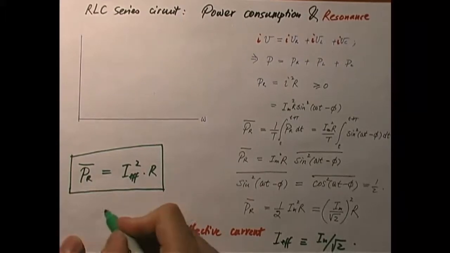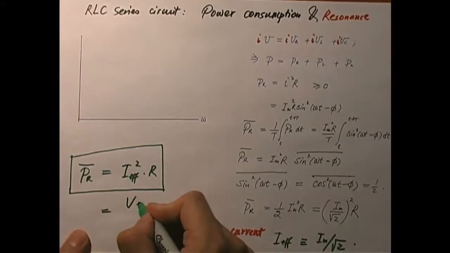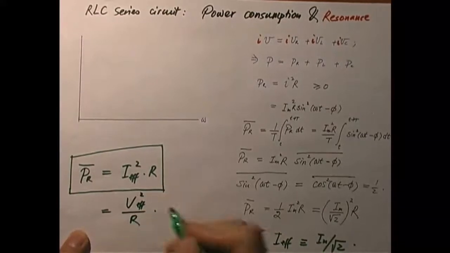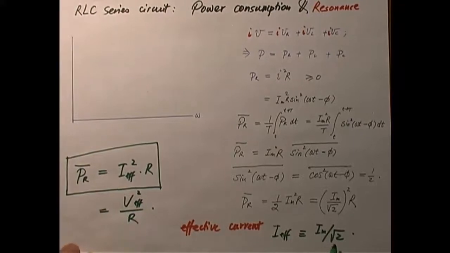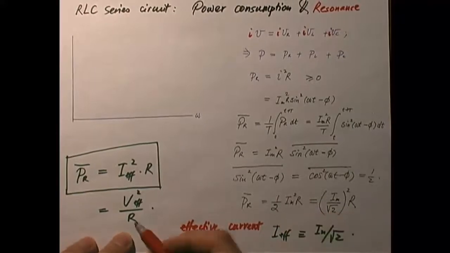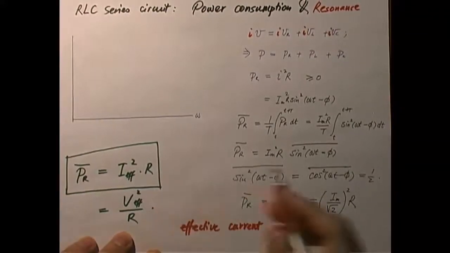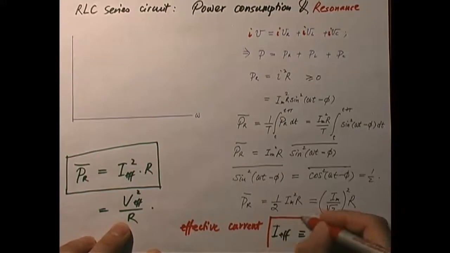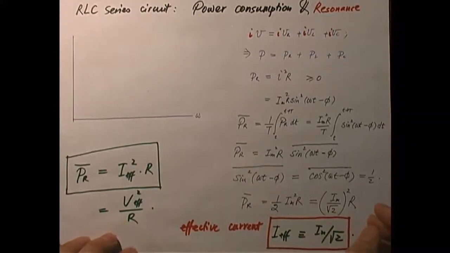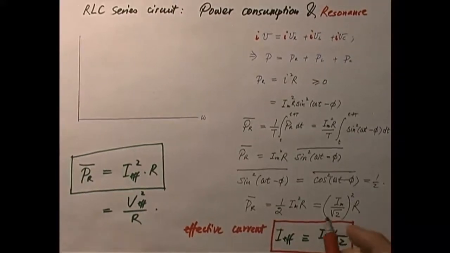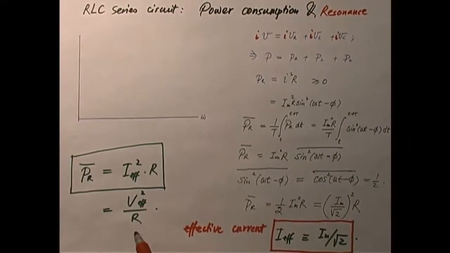As a matter of fact, you can also rewrite this as V effective squared over R. And this V effective, as you probably suspected, is just V maximum over the square root of 2, just like that. With this V effective value, if I told you the V effective value directly, then you can calculate the time average power delivered by that V simply by using V effective squared over R, as if it were just a DC circuit with the same constant voltage of V effective.